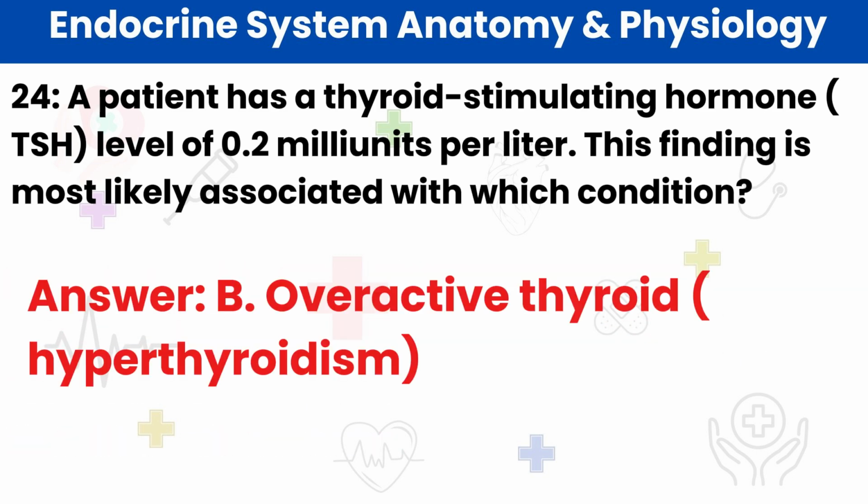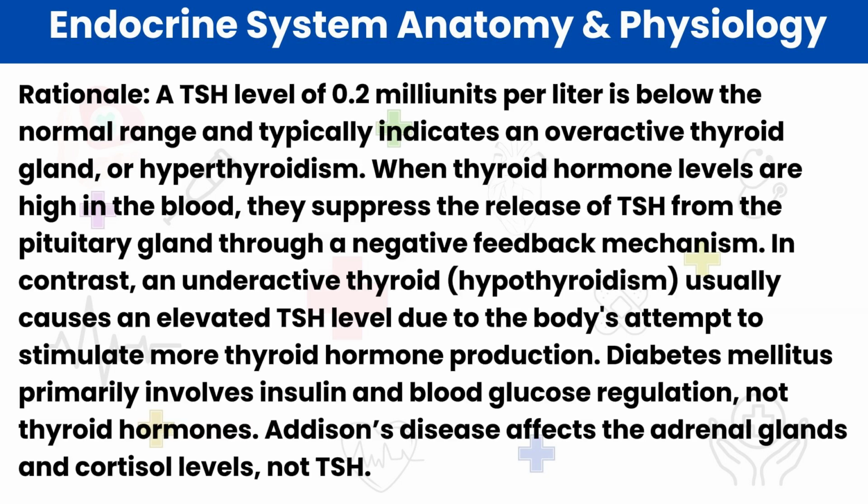Answer: B. Overactive thyroid, hyperthyroidism. Rationale: a TSH level of 0.2 milliunits per liter is below the normal range and typically indicates an overactive thyroid gland, or hyperthyroidism. When thyroid hormone levels are high in the blood, they suppress the release of TSH from the pituitary gland through a negative feedback mechanism.